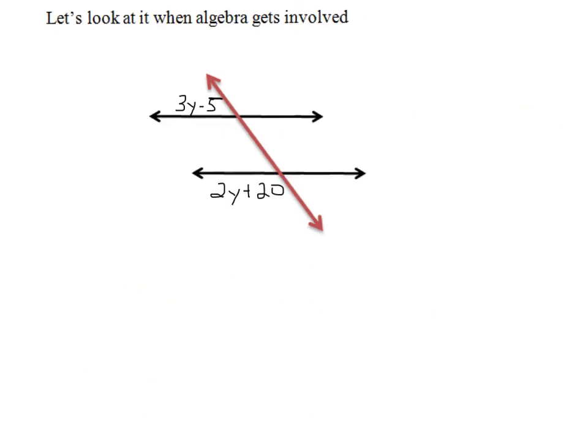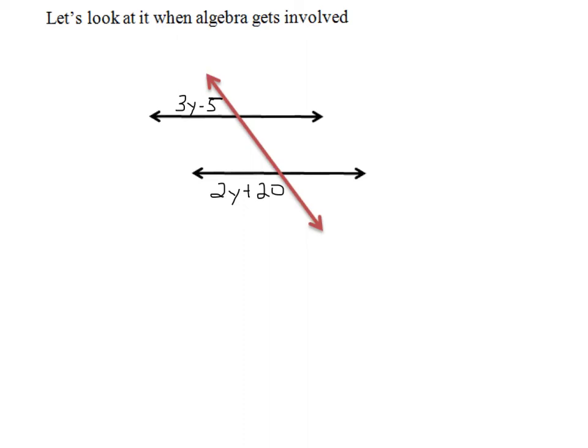Let's look at one final example of when algebra gets involved. Hopefully you're not complaining as loudly as you were last time because you now know what to do. What you have to do first is think about what are these two types of angles? What relationship do they have? If you remember from the angle relationship videos, you will know that these are same side exterior angles.